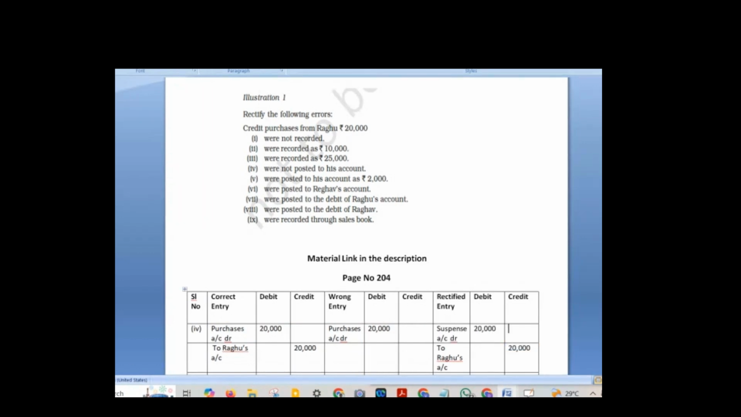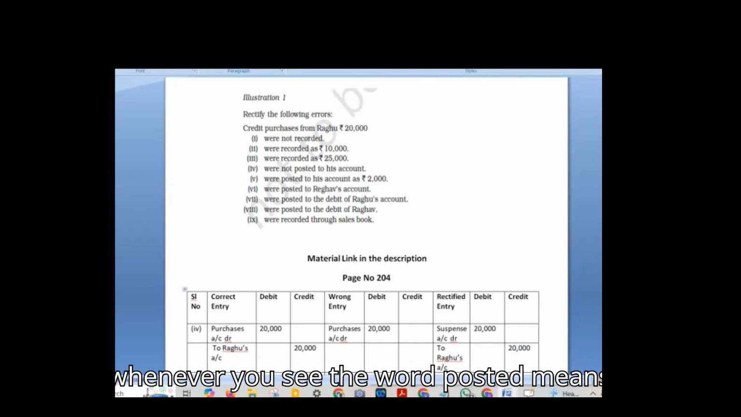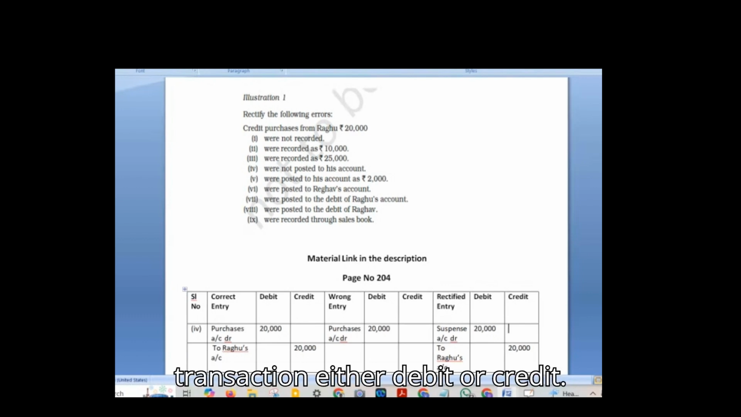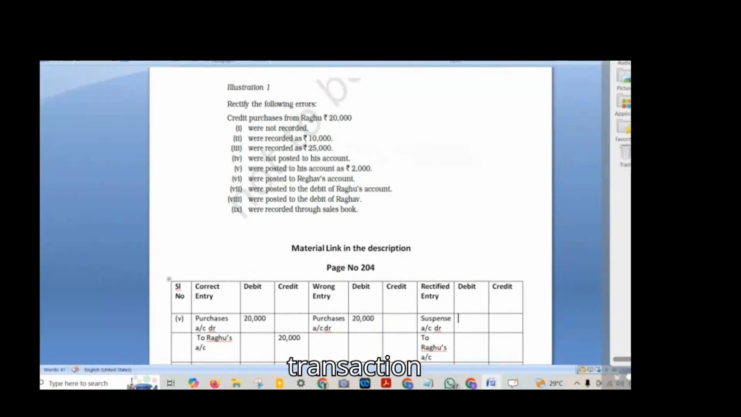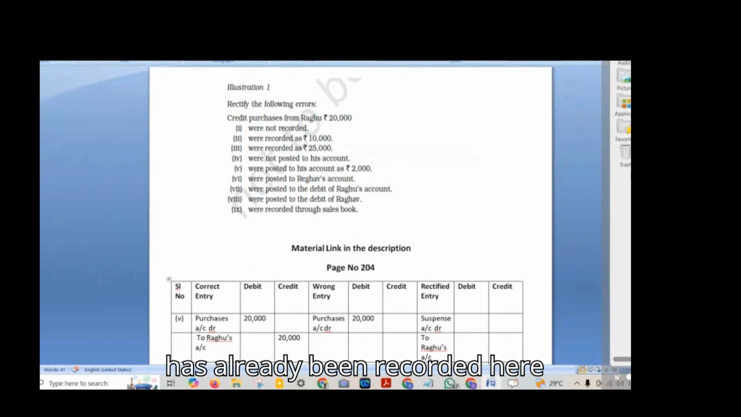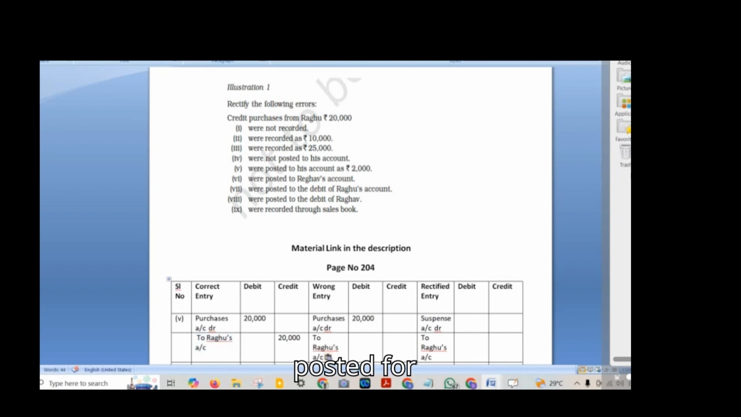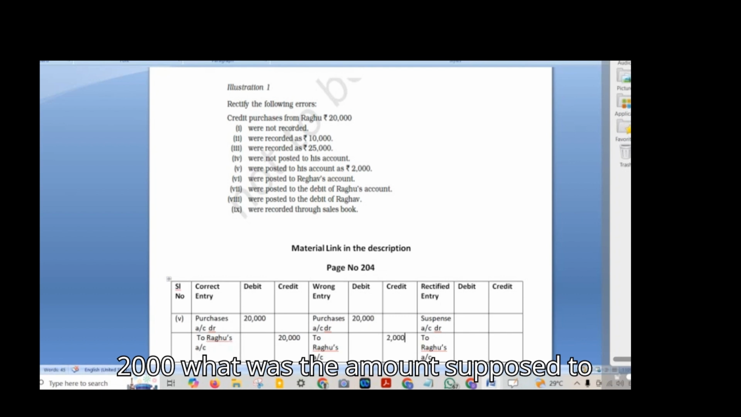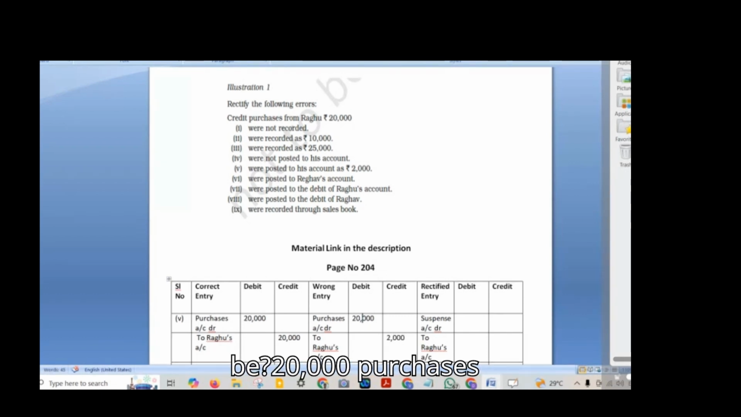Whenever you see the word posted, it means it is affecting one part of the transaction, either debit or credit. Fifth transaction, credit purchase from Raghu 20,000. This has already been recorded here, where it was posted to his account as 2,000. So to Raghu's account, how much is it posted for? 2,000. What was the amount supposed to be?